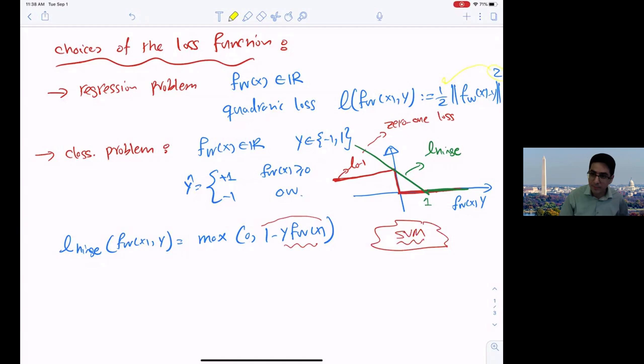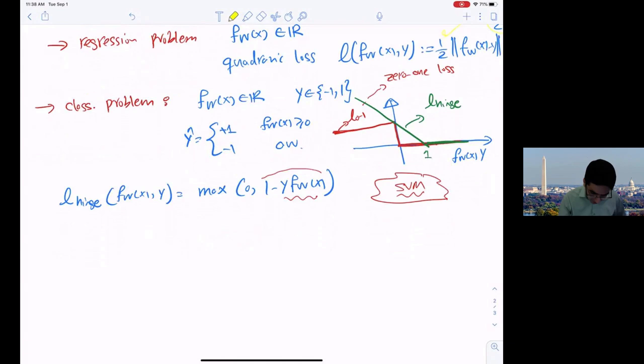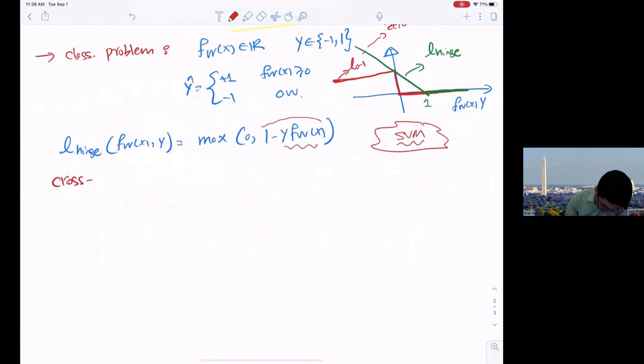Good question. All right, so in regression, we have quadratic loss. In classification, we talked about the hinge loss. And let's talk about the cross entropy loss as well, which is another very popular loss in the classification problem. Cross entropy loss. Okay, so here, our analysis is based on maximum likelihood optimization.